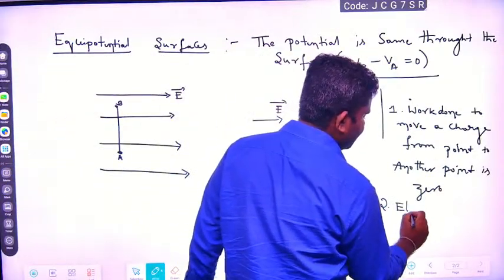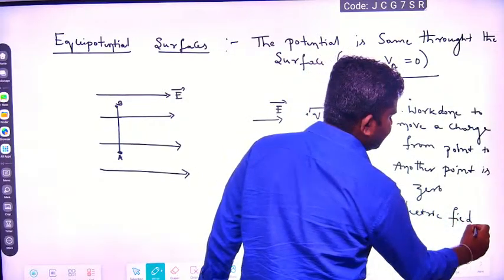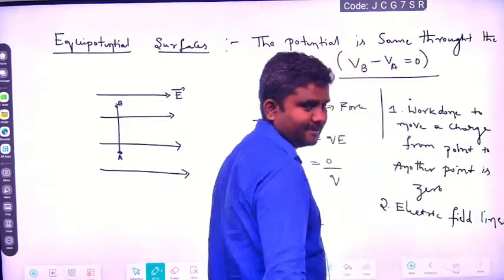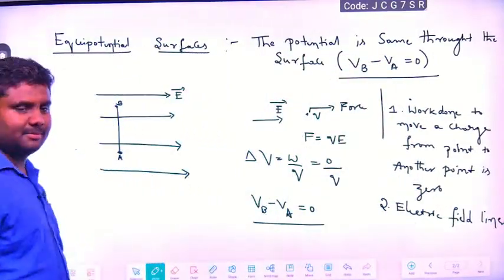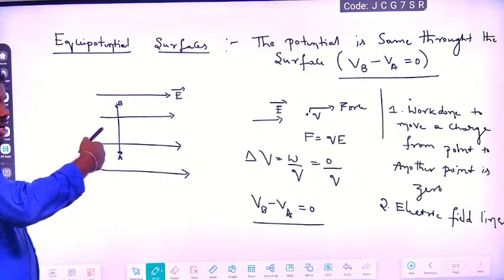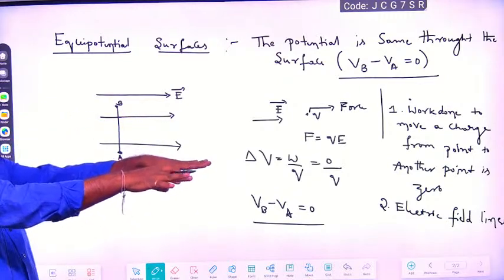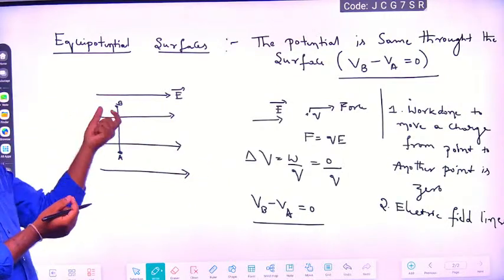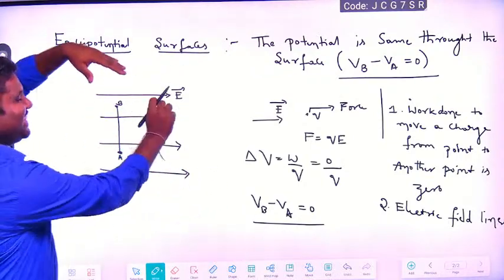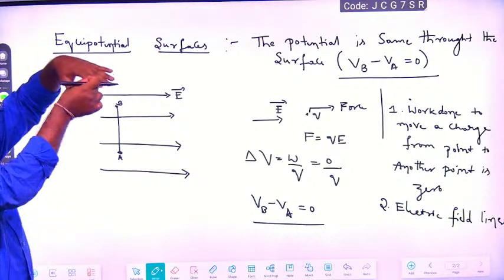Electric field lines are normal to the surface. In the field, I am just moving in this direction. The field is in this direction. In the diagram it will be like you are seeing. This is the full field, and these field lines are written. Understood? The charge is moving in the opposite direction, normal.